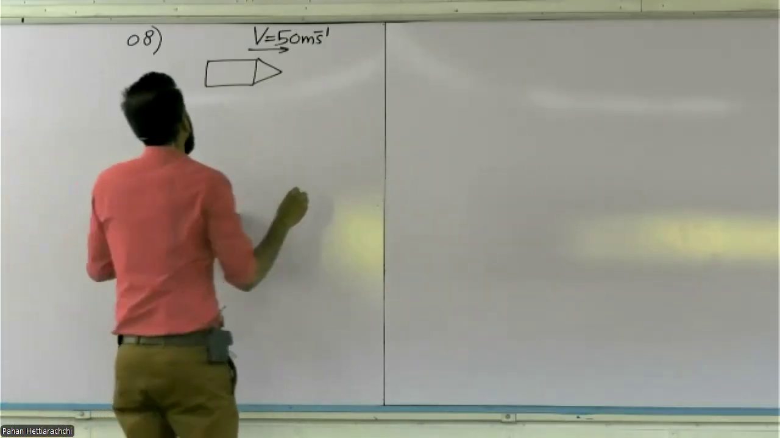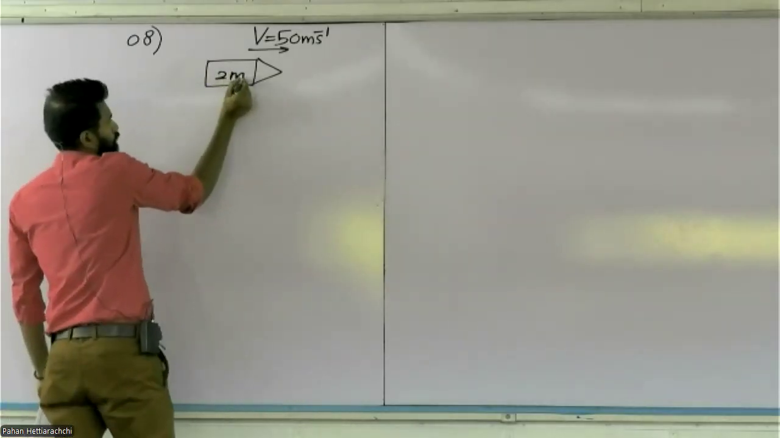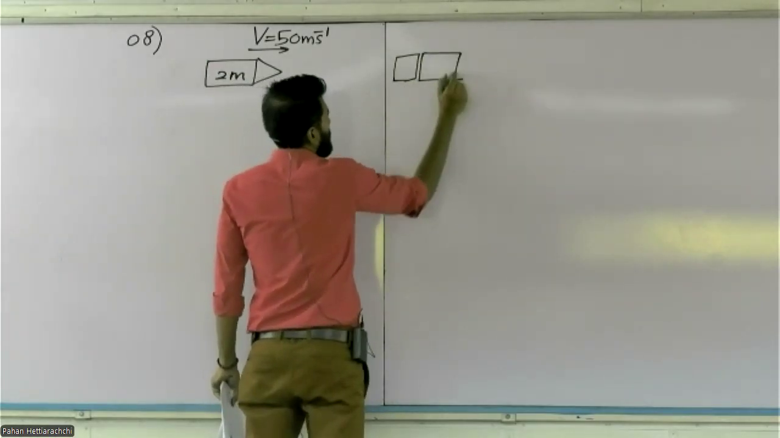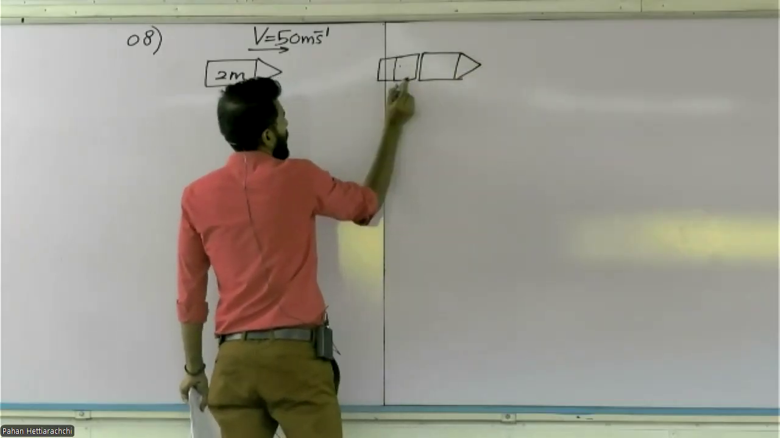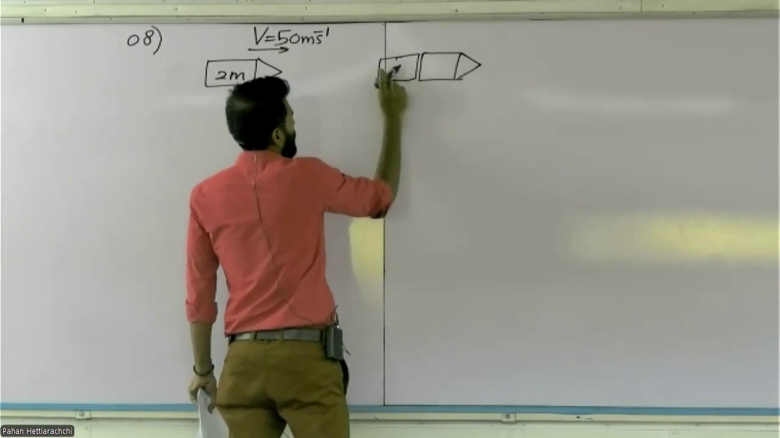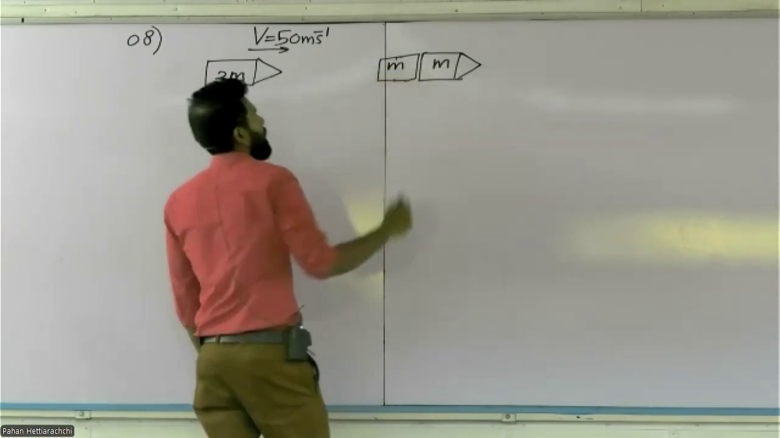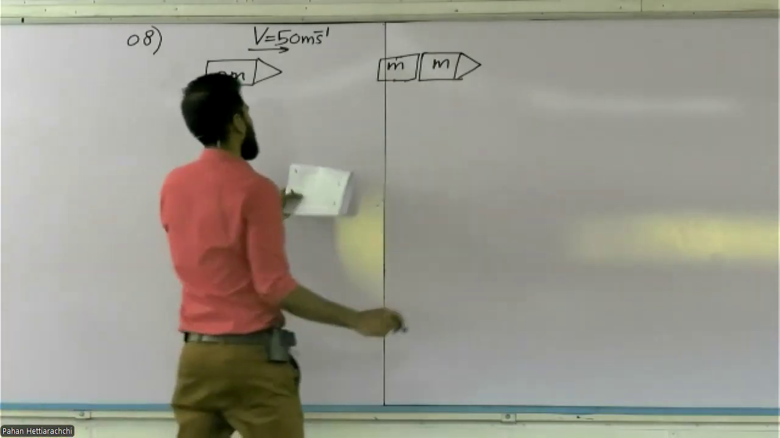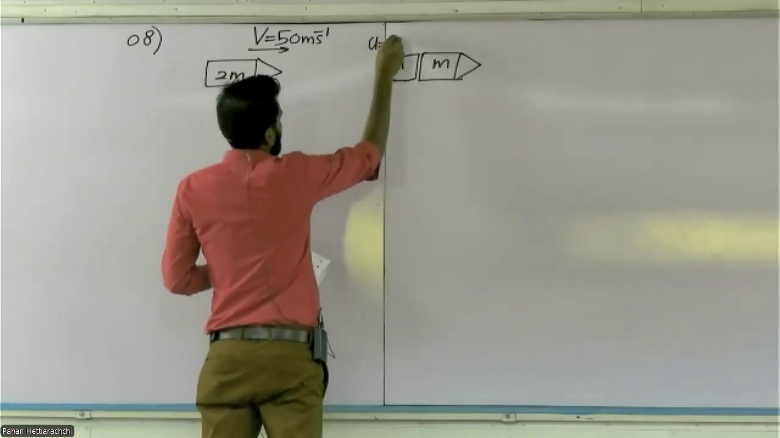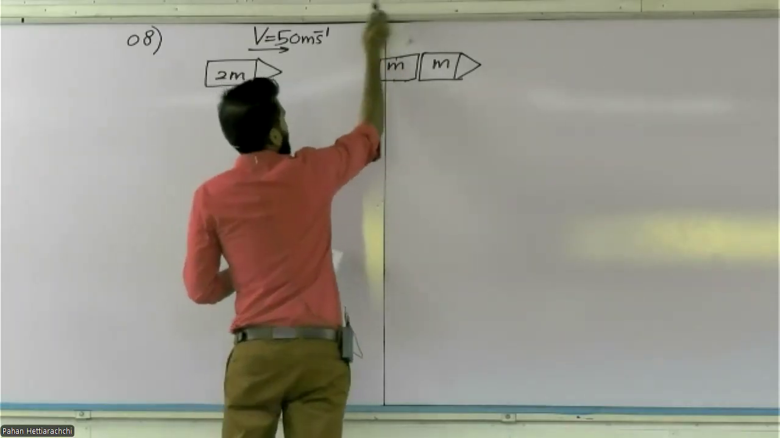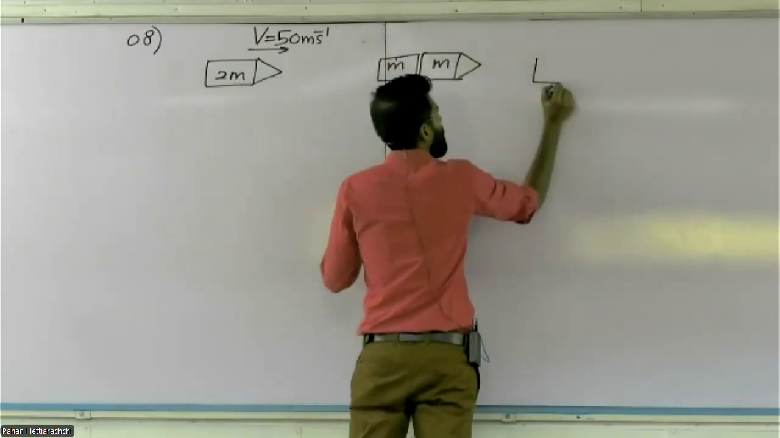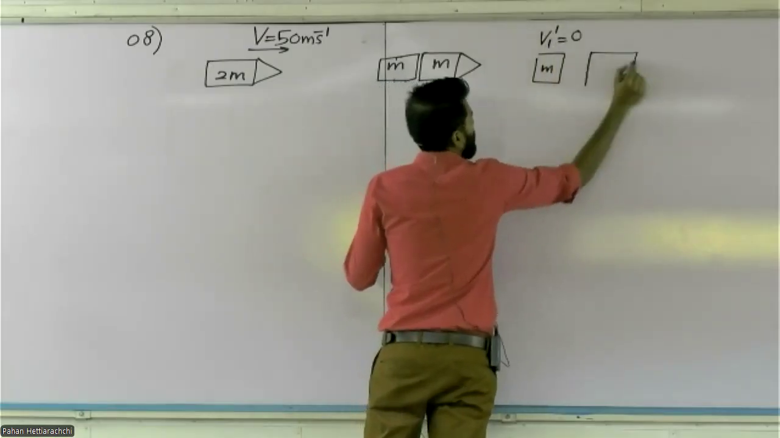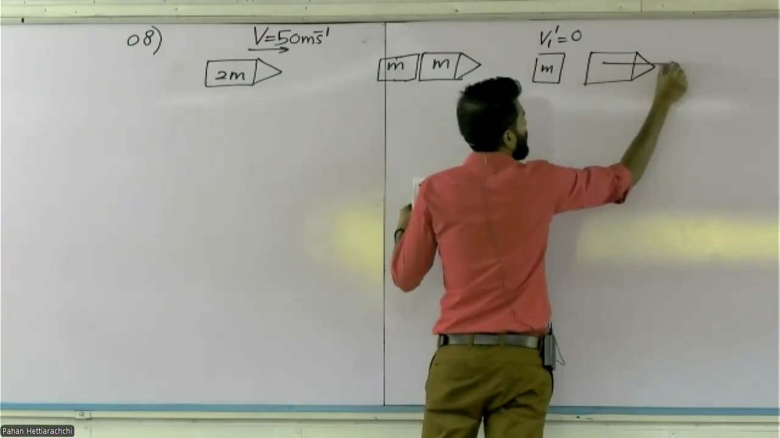It explodes into two equal fragments. Let's say the initial mass is 2m. So it has exploded into two fragments, each with mass m. If it is exploded into two equal parts, m and m, and one fragment comes to rest immediately after the explosion, one fragment will have zero velocity after the explosion. You are asked to calculate the velocity of the other fragment.